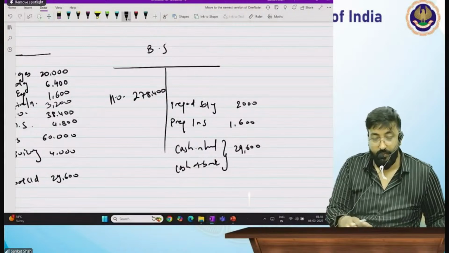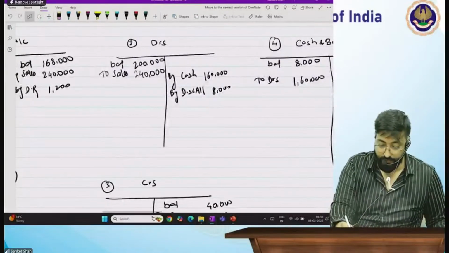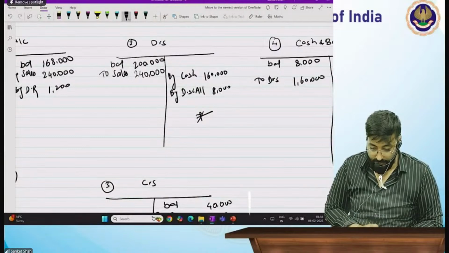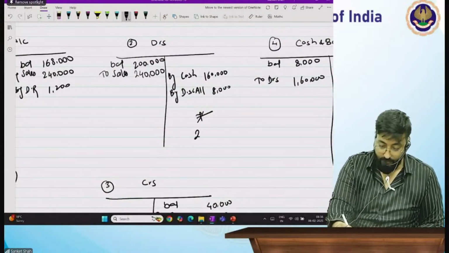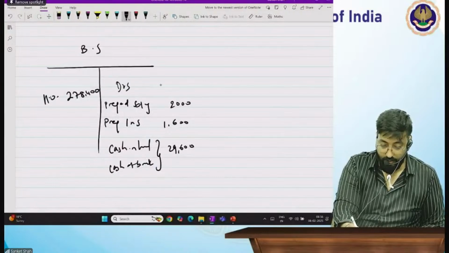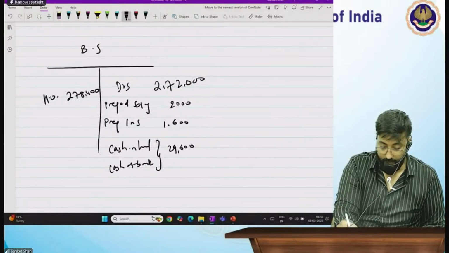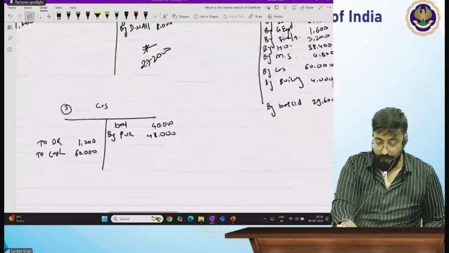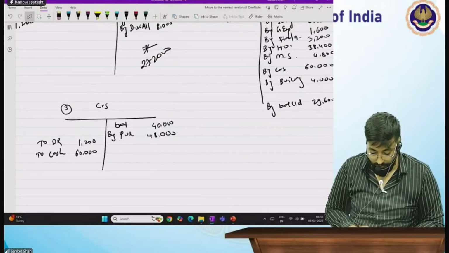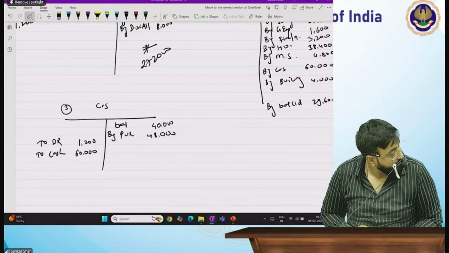Okay, sir. Understood the technique? Yes, sir. 200 plus 240 minus 160 minus 8. Sir, 2,72,000. And debtors 2,72,000. Creditors 40 plus 48 minus 1.2 minus 60.